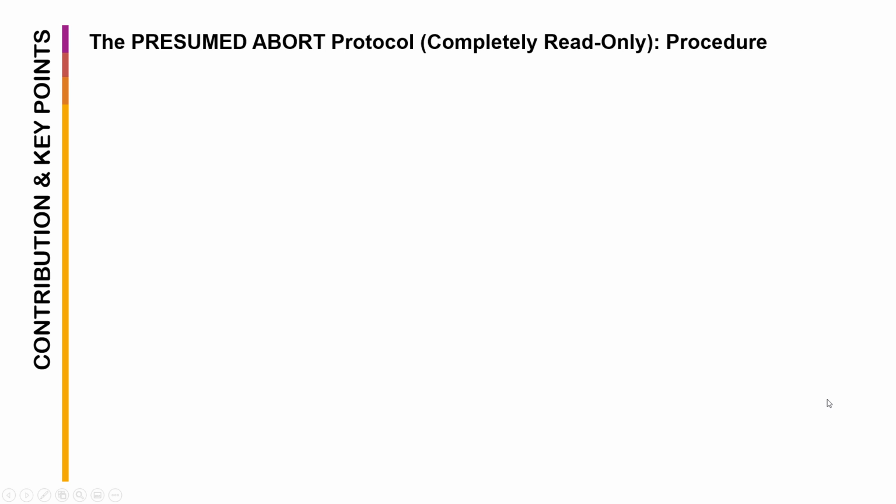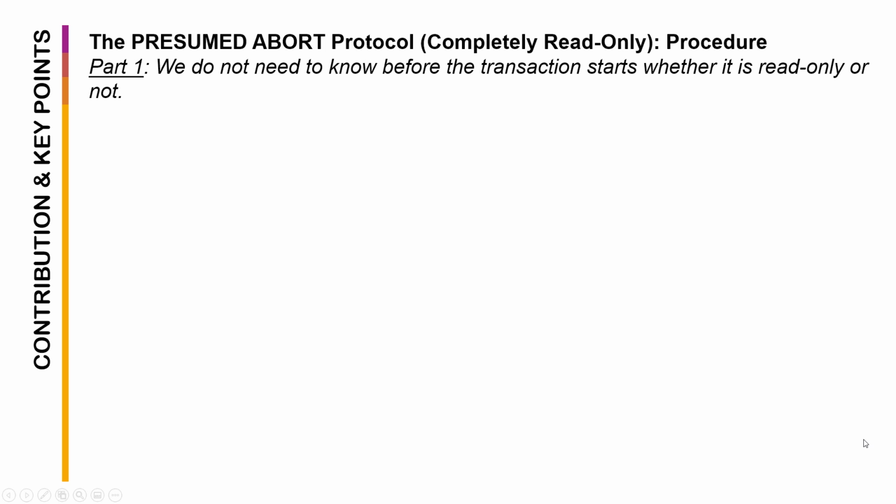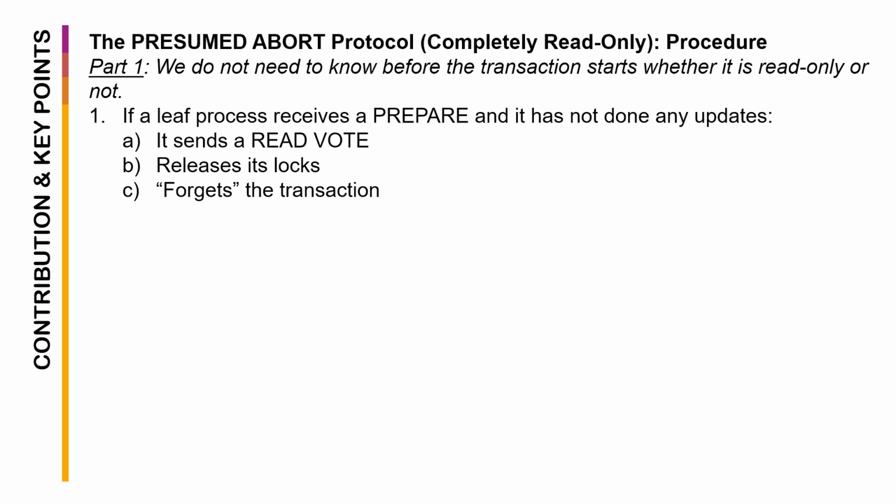So in part 1 of the procedure, we do not need to know before the transaction starts whether it is read-only or not. If a leaf process receives a prepare message and it has not done any updates, then it sends a read vote, releases its locks, and then forgets the transaction. The subordinate in return writes no log records. As far as it is concerned, it does not matter whether the transaction ultimately gets aborted or committed. So the subordinate, who is now known to the coordinator to be read-only, does not need to be sent a commit or abort by the coordinator.